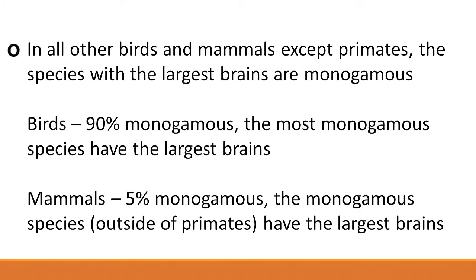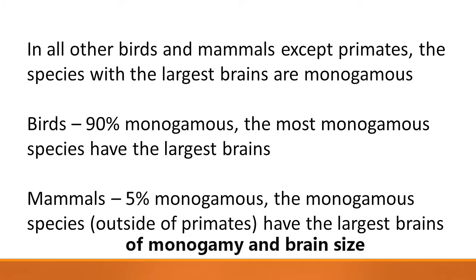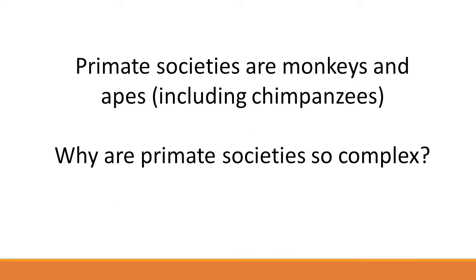Now, in all other birds and mammals except primates, the species with the largest brains are monogamous. Birds are 90% monogamous, and the most monogamous species have the largest brains. Mammals are only 5% monogamous, but the monogamous species outside of primates have the largest brains. There seems to be some connection of monogamy to brain size. Primate societies are monkeys and apes, including chimpanzees. Why are they so complex?